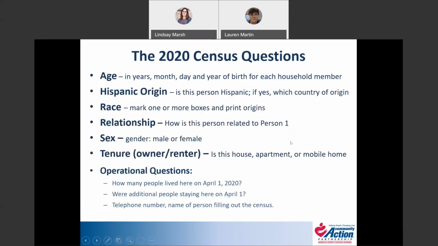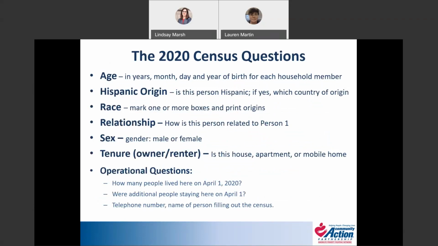There's a lot of misinformation about what the questions are on the census. So we've created a slide that shows you exactly what those questions are. This is it. It is simply age. They're going to ask how old you are and what year you were born, and they will ask that of every member of your household.